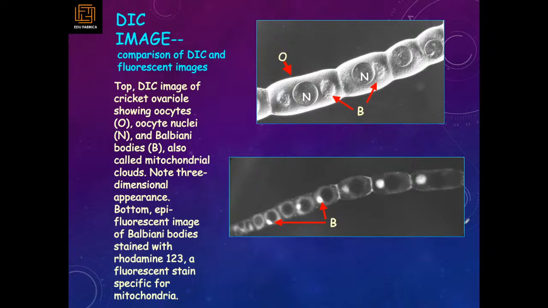So these are some DIC images, which are a comparison of DIC and fluorescent images. On the top, what you are seeing is the DIC image of cricket oocytes, the oocytes of the cricket insect. Here O is your oocyte, this whole is the oocyte, and N is the oocyte nucleus. This is the nucleus part, and these small rings are called Balbiani bodies.